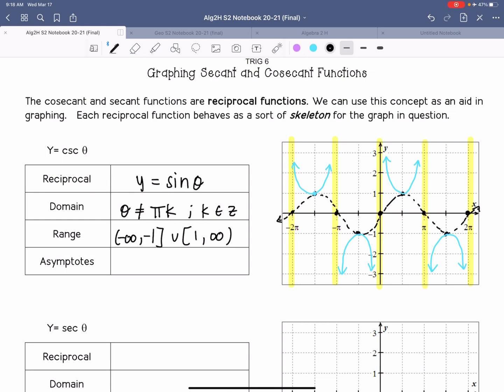So it has a jump. And then my asymptotes are everywhere my domain doesn't work. So my asymptotes are at x equals pi k, k is an element of z.